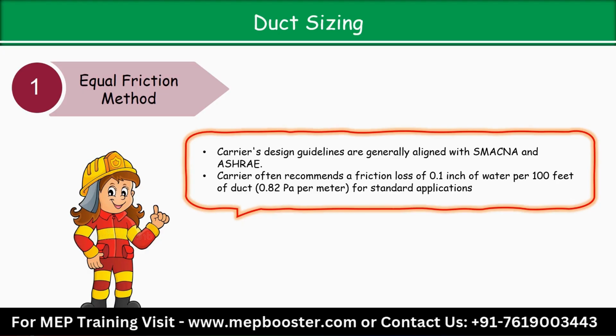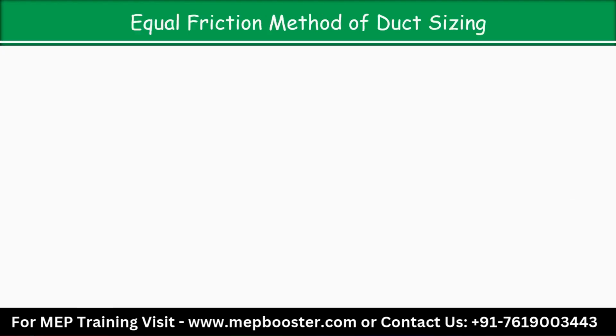Better is to maintain how much friction loss? 0.08 inch of water gauge. Okay, and in that application where noise is not a factor, you can maintain up to 0.1, no problem. So these are the equal friction method, and how much friction loss we have to maintain, that also I have discussed. Now here we'll see the equal friction method of duct sizing.